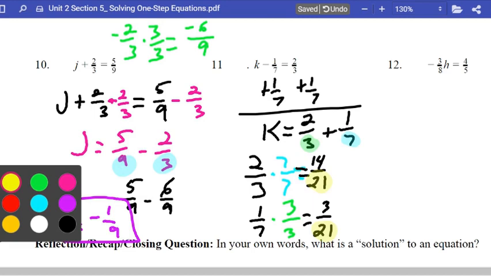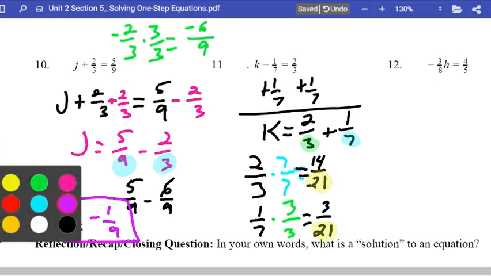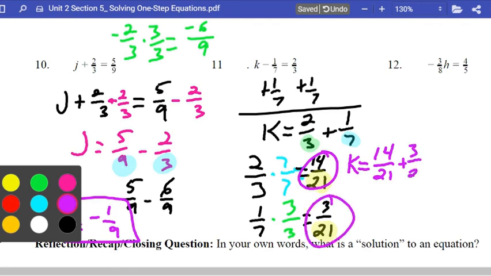So now if I rewrite this, k equals 14 over 21 plus 3 over 21. They have the same denominator, so I can add them together. That's k equals 14 plus 3, which is 17 over 21. And there's nothing I can do to simplify that. That's as far as we can go.